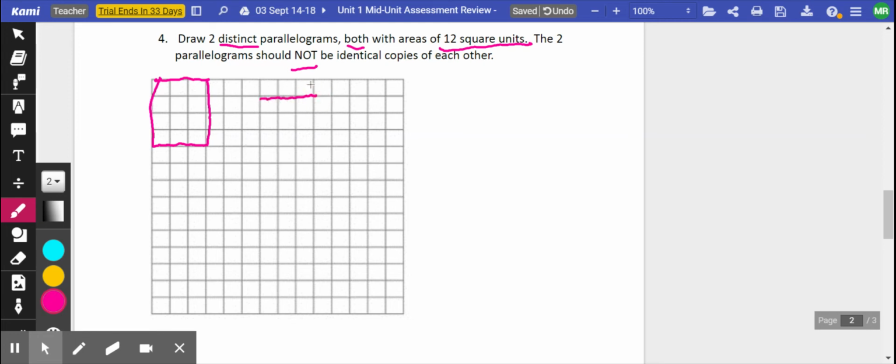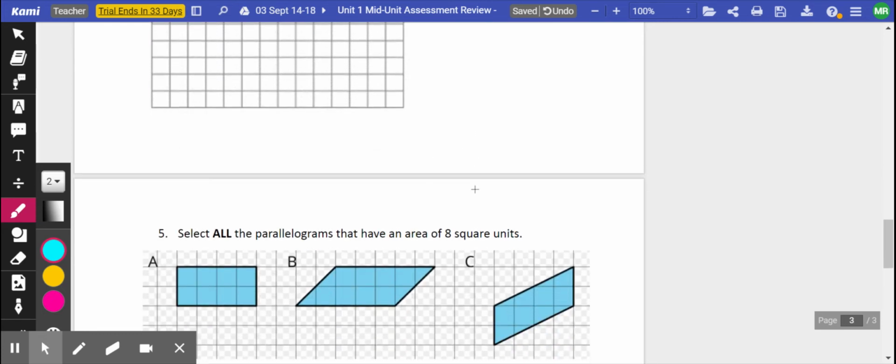So here's what I can do. I can have 3 units be the base right there, and then have 3 units be the other base right there, and then I will connect those. That still has an area of 12 because the base is 3 units, and if I draw the height in right there, the height is 4 units. 3 times 4 is 12. So here are just 2 possible ways to think about this question.